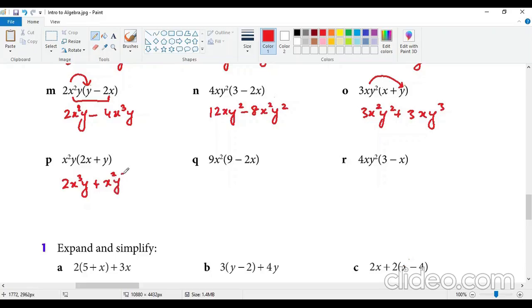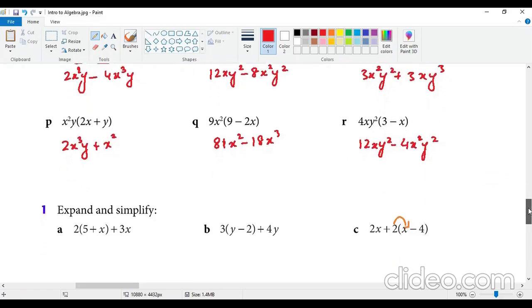This will give you 81x square minus 9 times 2 is 18 x cube. This will give you 12x y square minus 4x square and y square.